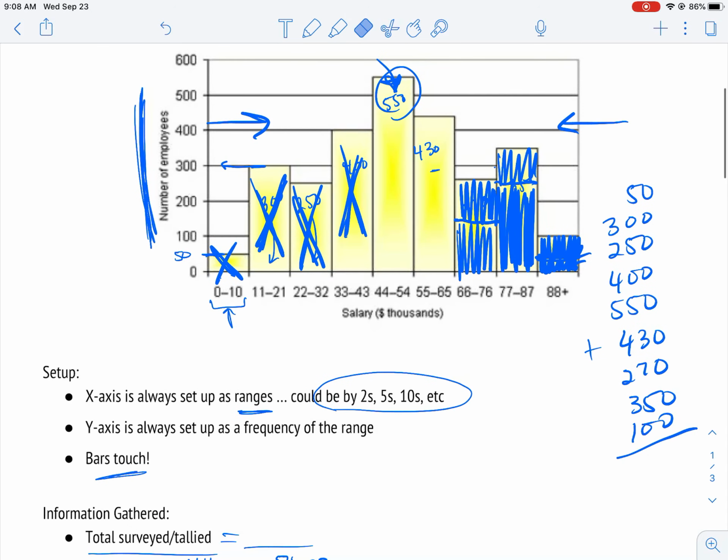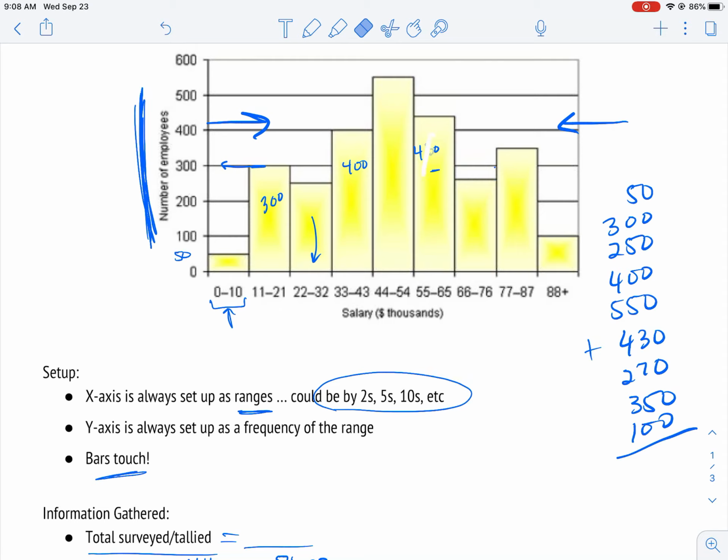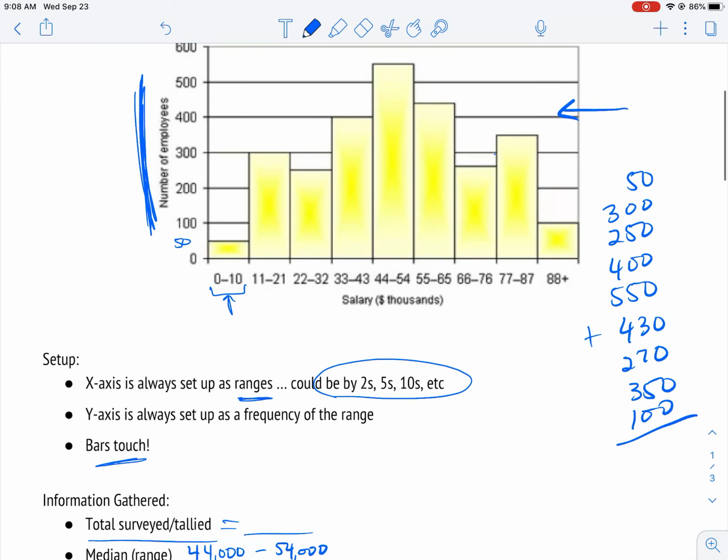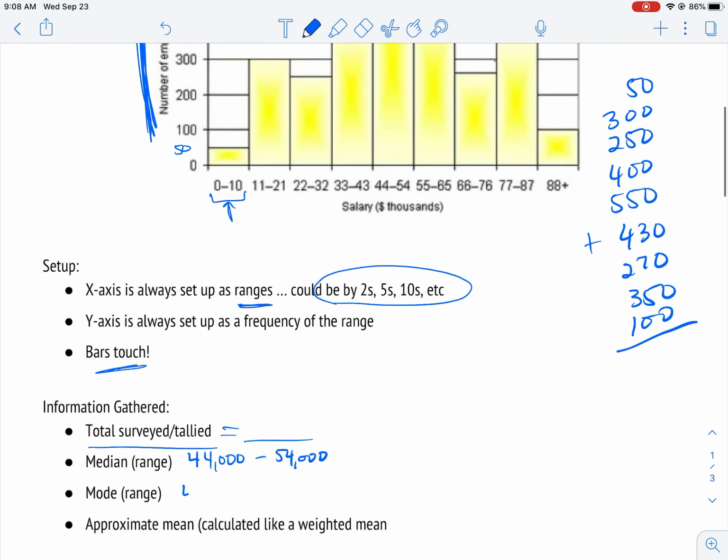Another thing you can absolutely do is calculate the range of the modes. That one is clear just by the bar size. Just by the size of the bar, I can see that the range is from 44,000 to 54,000. So that's my mode range.